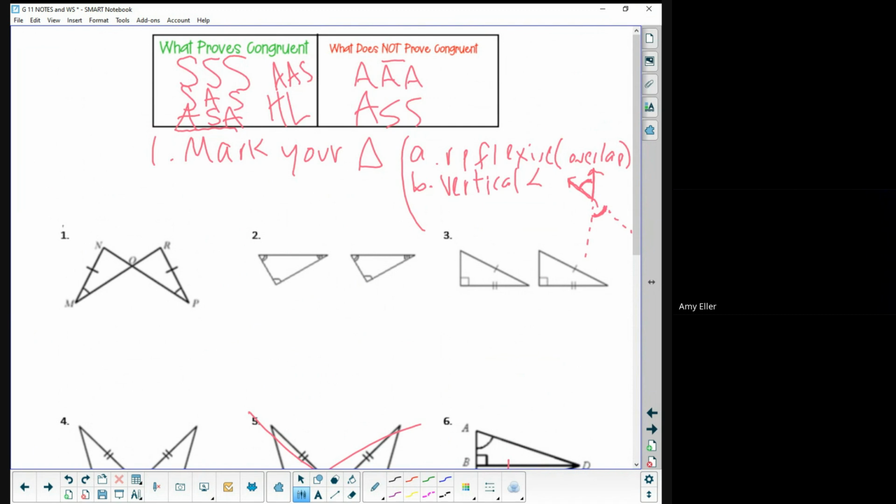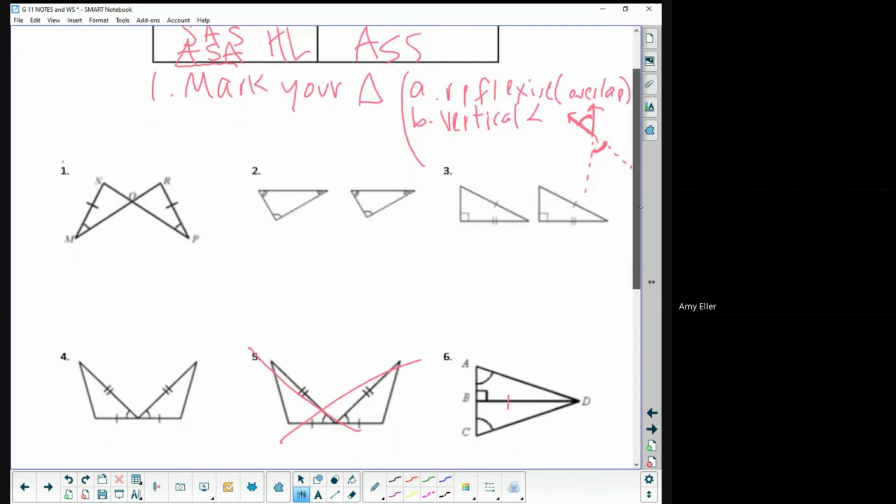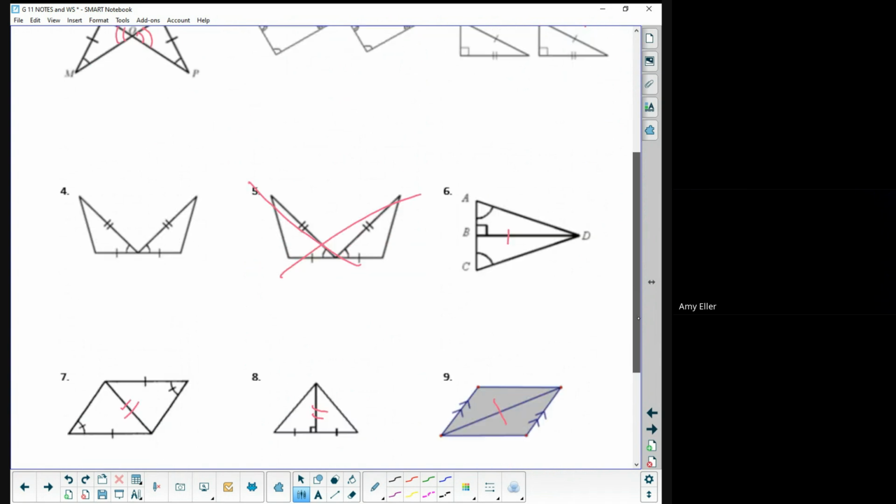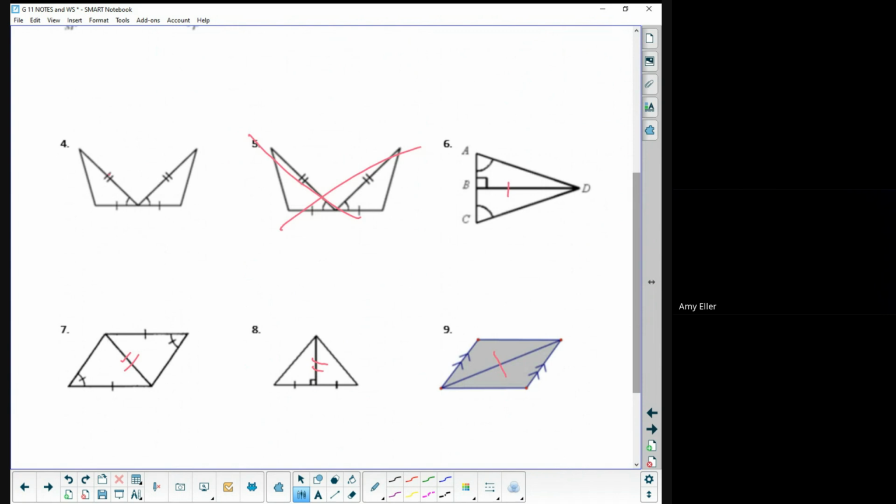So let's run through. Does anybody see a set that has vertical angles in it? Give me a number. 1, yes. So we're gonna mark those angles alike. 2, they're not even touching, so it can't be 2. Yep. 4. Ooh, not 4, because if I were to extend this, it'd be this angle down here. But they do already have a set that's marked. They're just not vertical. I don't think I see vertical anywhere else.